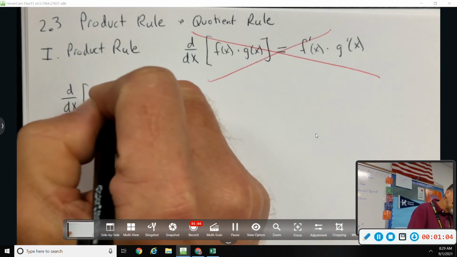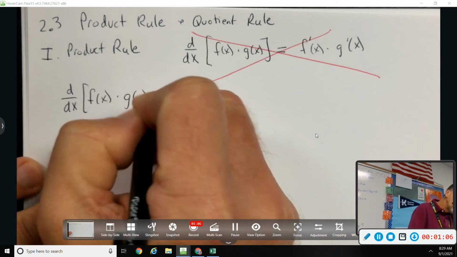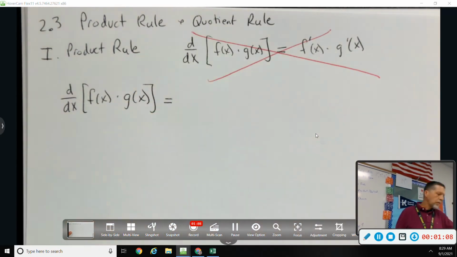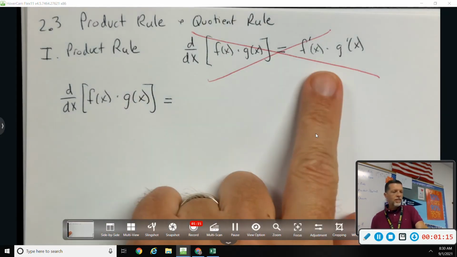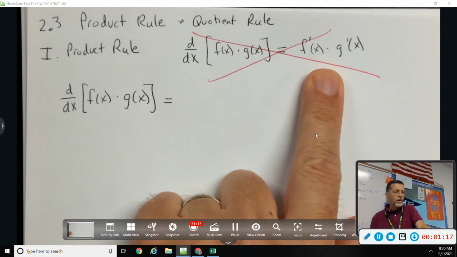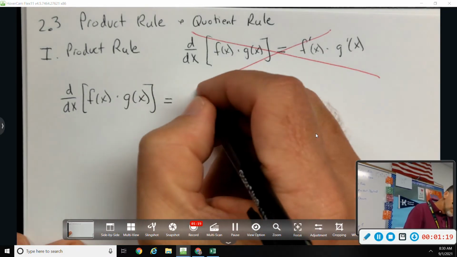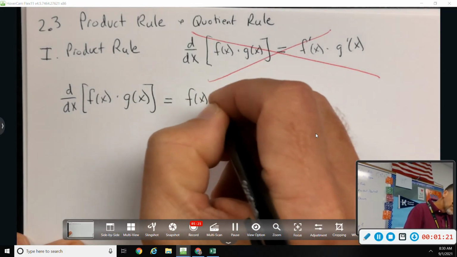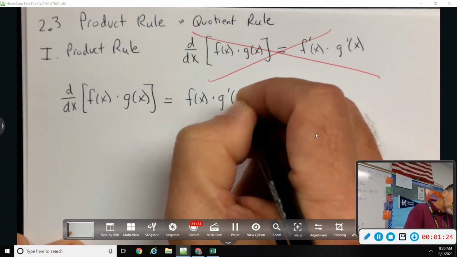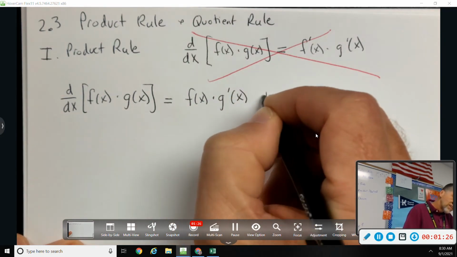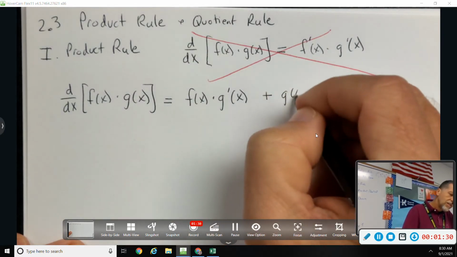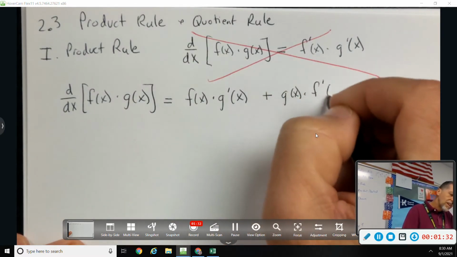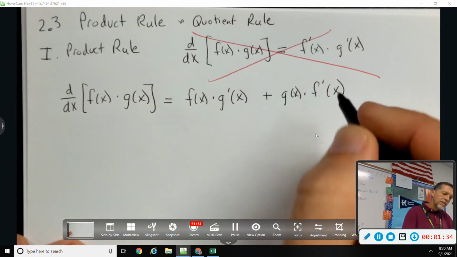So here's the rule. If you want to take the derivative of two functions that are multiplied, it's not take the derivative of the pieces. That doesn't work. Here's the rule. f of x times g prime of x plus g of x times f prime of x.